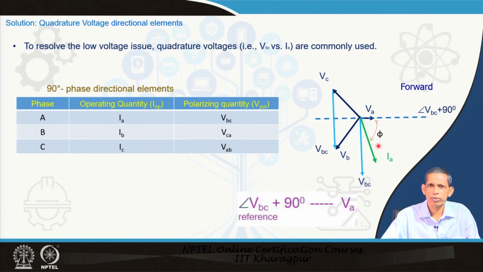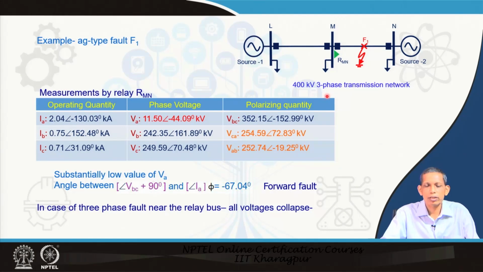We will see different examples for this kind of application also. Now, let us come to the same 400 kV 3 phase system, and we have a forward fault F1, and we are observing the relay which is assigned for this breaker. So, this is a forward fault and we are observing this relay in the 400 kV transmission system. Now, let us see, for a fault, this is the set of currents and the set of voltages measured by the relay.